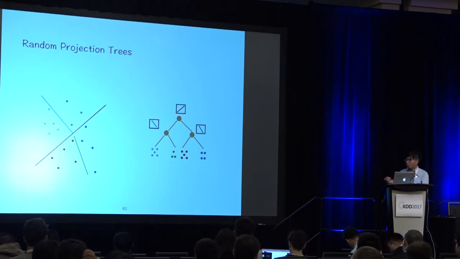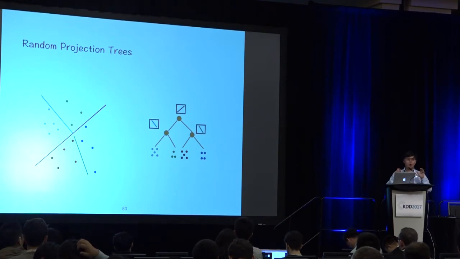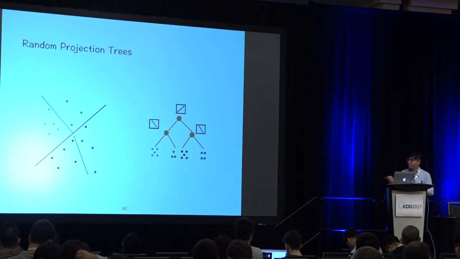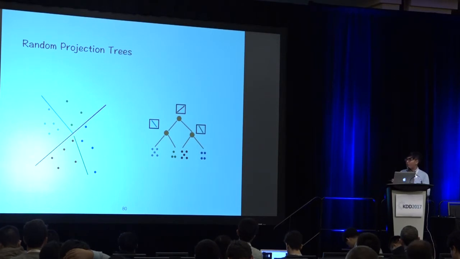We continue to do this until the number of data points in a small subspace is below some threshold. For example, in this subspace there are only 4 data points, so we don't divide it anymore, and we stop, okay? Based on this procedure, we can construct a random projection tree. And with the random projection tree, we can very efficiently construct the k-nearest neighbor graph.